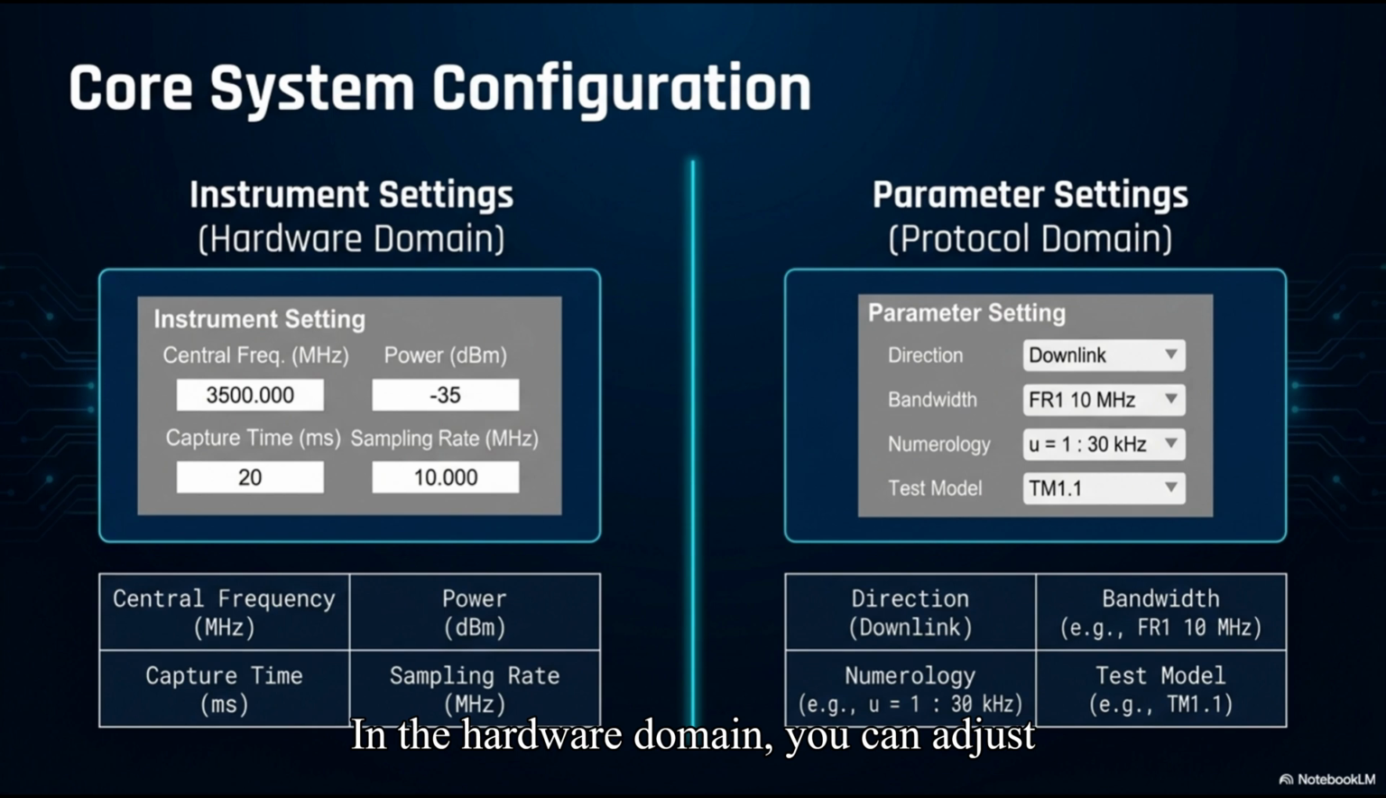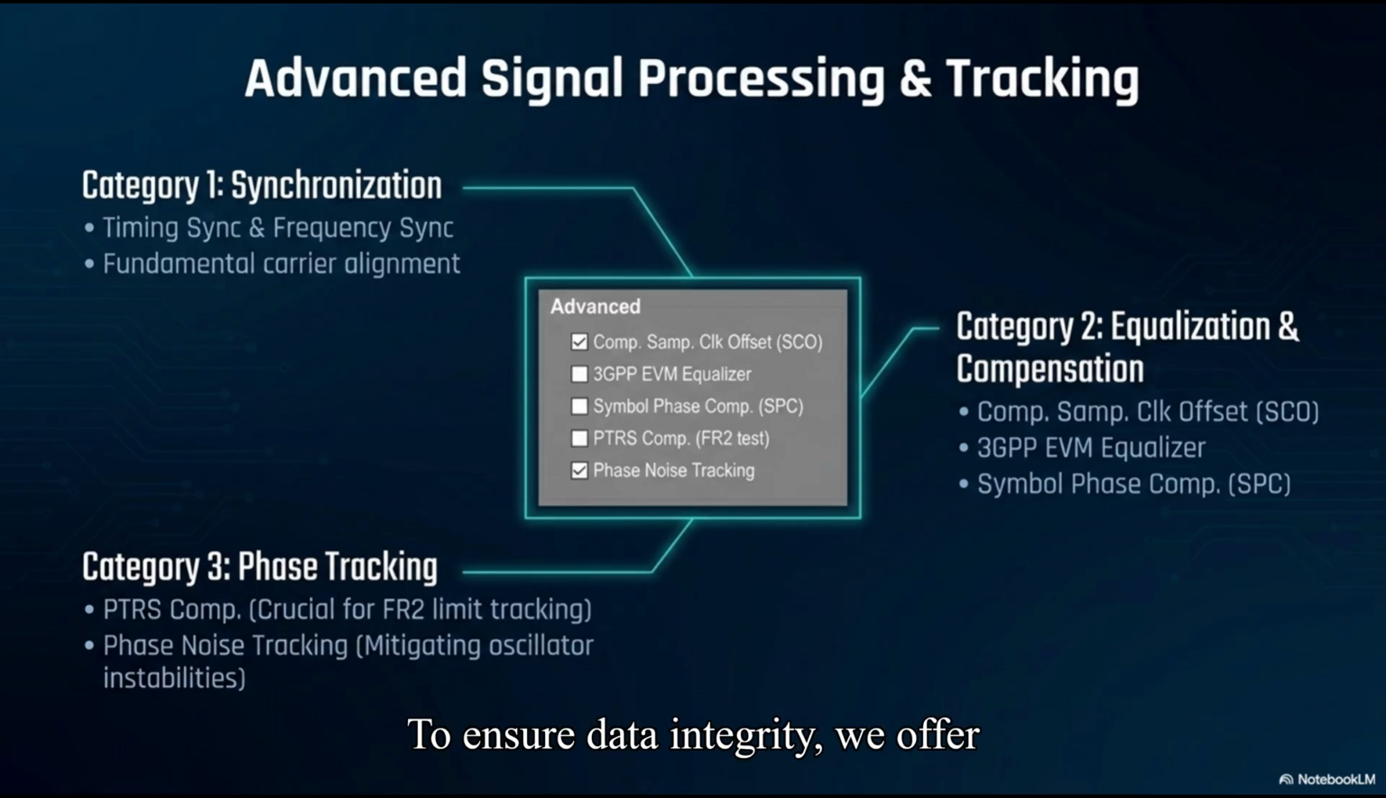In the hardware domain, you can adjust central frequency and sampling rates, while the protocol domain allows for precise settings of bandwidth, numerology, and standard test models like TM1.1. To ensure data integrity, we offer advanced signal processing, featuring 3GPP EVM equalizers, symbol phase compensation, and phase noise tracking essential for FR2 limits, ensuring perfect synchronization and carrier alignment.